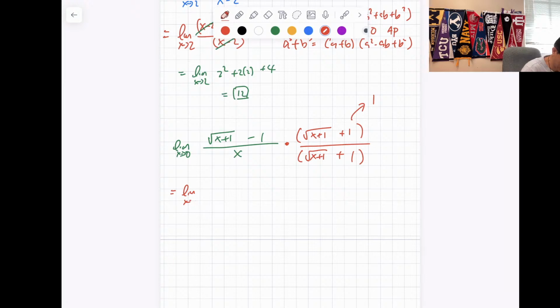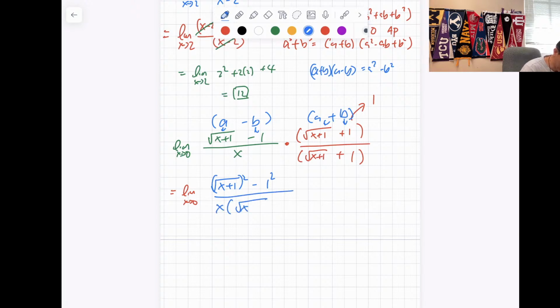So limit as x approaches 0. Now, obviously, you know another equation: a plus b times a minus b is equal to a squared minus b squared. That's called difference of squares. If I have a minus b here and a plus b, do you see that? We know when the top is FOILed together it's going to be a squared minus b squared. So a squared is going to be x plus 1, squared minus 1 squared, all over x times root x plus 1 plus 1.